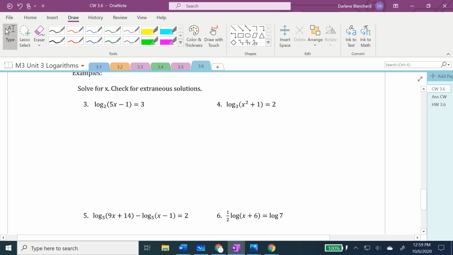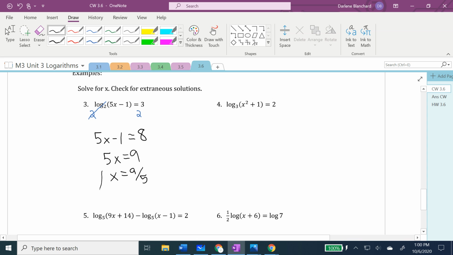That means I'm ready to undo the logarithm. If it's a base 2 logarithm, then I am going to 2 to the power both sides. The inverse operations cancel, leaving me with what was inside that logarithm, 5x minus 1. On the other side of the equation, I have 2 to the power of 3, and 2 to the power of 3 is 8. And now it's time to do a little bit of add subtract. So add, I get 9, and divide by 5.